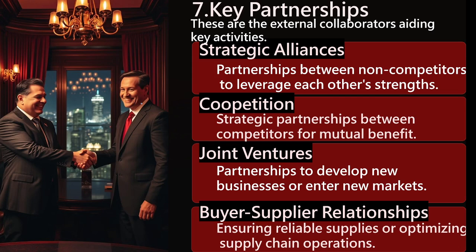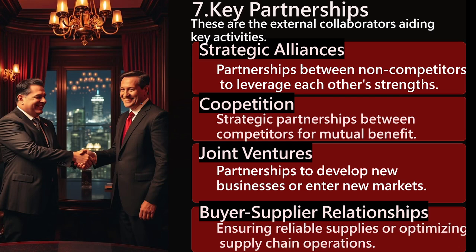These are examples of what we include in the key partnerships. Strategic alliances are a partnership between competitors to leverage each other's strengths. We have co-optation, a strategic partnership between competitors for mutual benefit. Not competition, but co-optation. Then in key partnership, we have joint ventures, a partnership to develop new businesses or enter new markets.